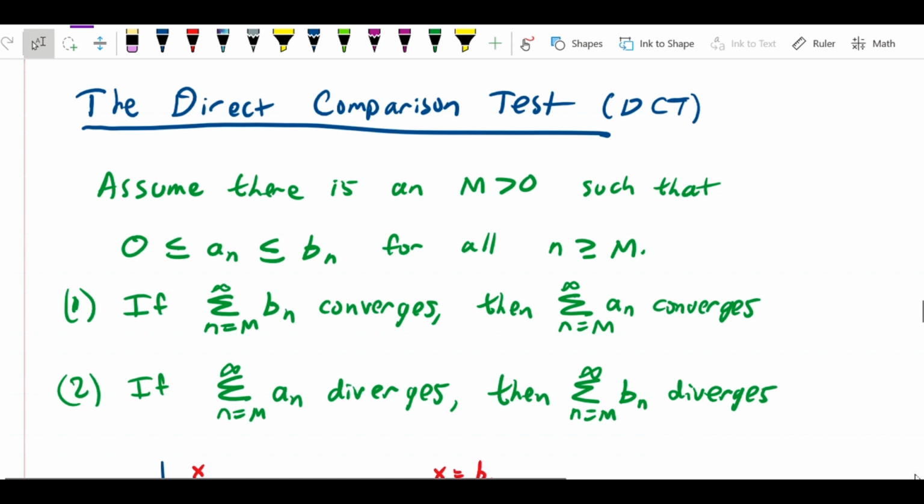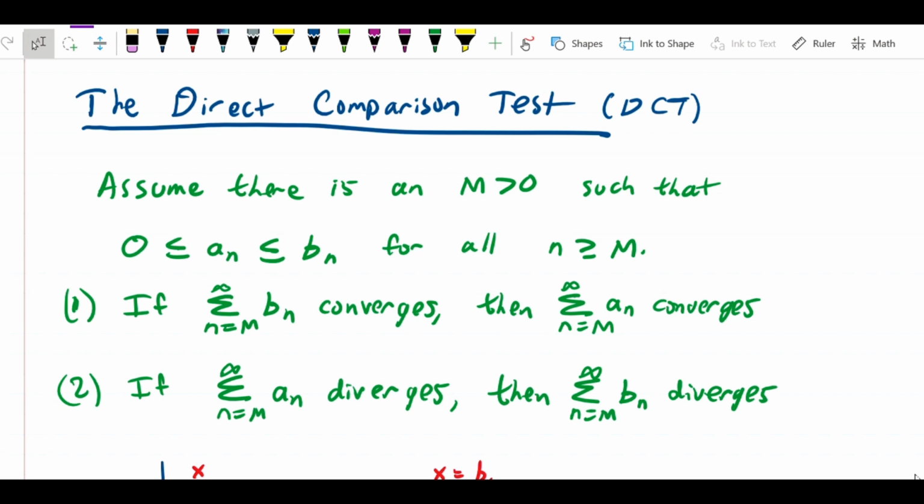So our next test is the direct comparison test, often abbreviated DCT. This test should sound familiar to you from the work on improper integrals, because we used a comparison test there. It was also called the direct comparison test. Basically the same concept works for series as it does for integrals.